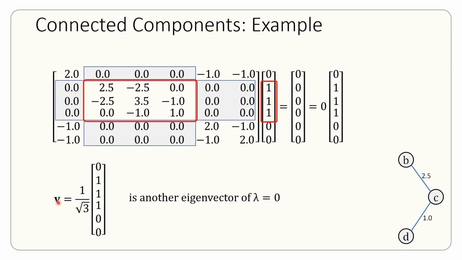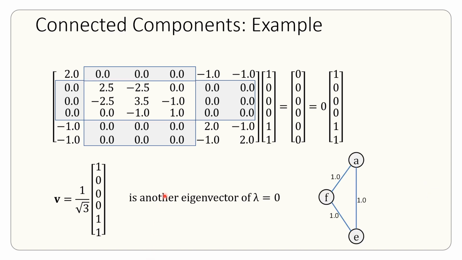Whence v equals 1 over square root of 3. I've just normalized this vector here, 0, 1, 1, 1, 0, 0. This here is also another eigenvector corresponding to the same lambda equals 0.